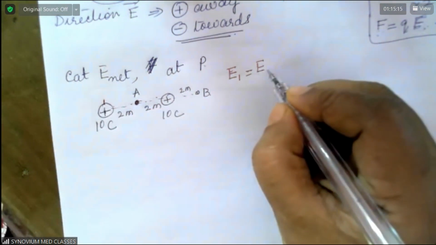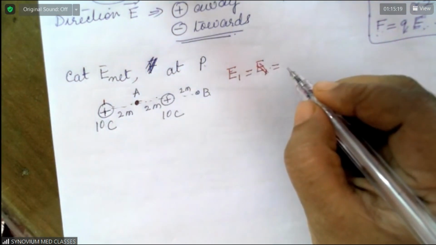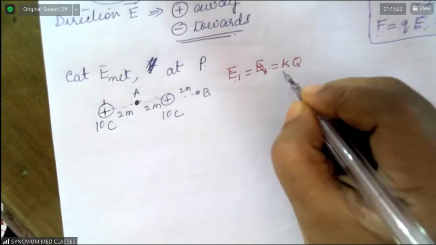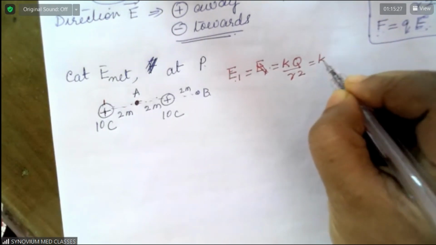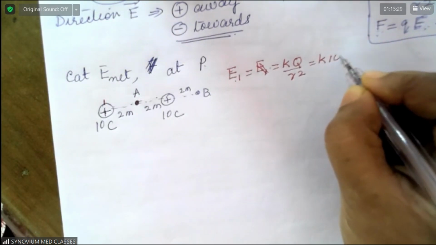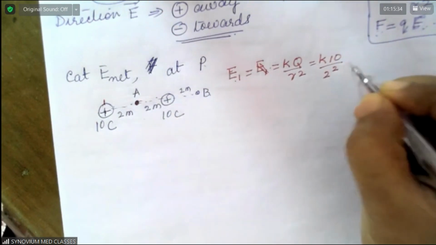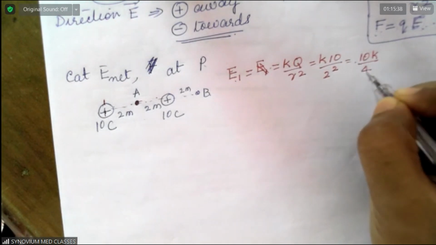Okay, how much is this? What is the formula? E is equal to KQ by R square. So in this case, K into Q is 10, by R square, means 2 square. That means 10K by 4.